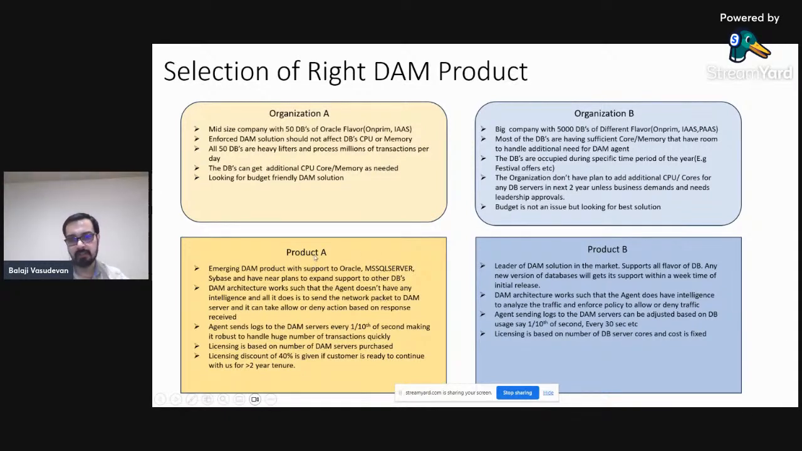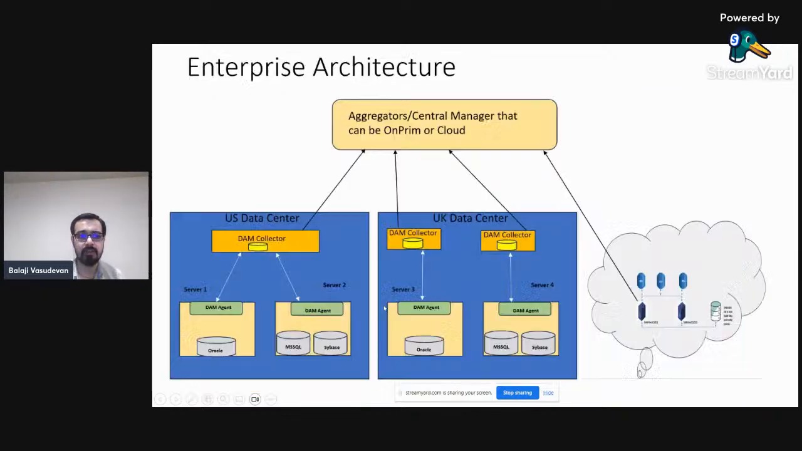Now let us come to products. These two companies are trying to find a DAM solution for their organization. We have first product A. They are an emerging DAM product that supports Oracle, SQL Server, and Sybase alone. But still they are covering the Oracle ones. But this might not be the best fit for organization B because they use different flavors. And the DAM architecture works such that the agent doesn't have any intelligence. All it does is send network packets to the DAM server, and it can take allow or deny action based on the response received. This is the typical architecture we discussed.